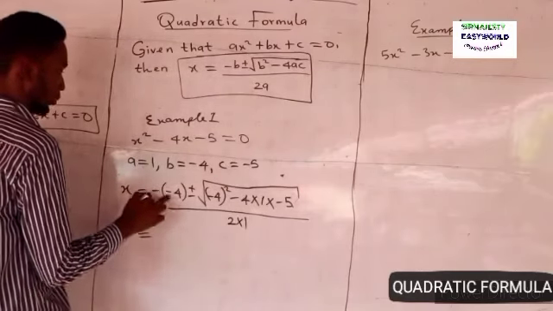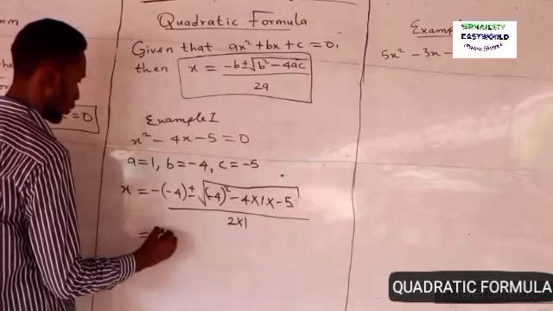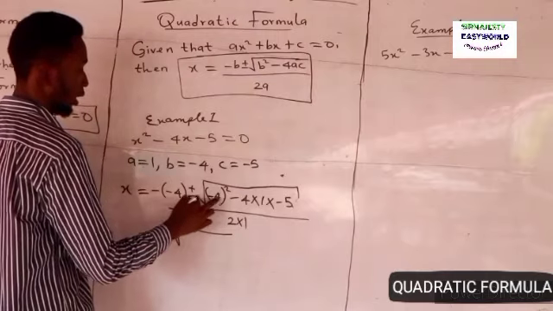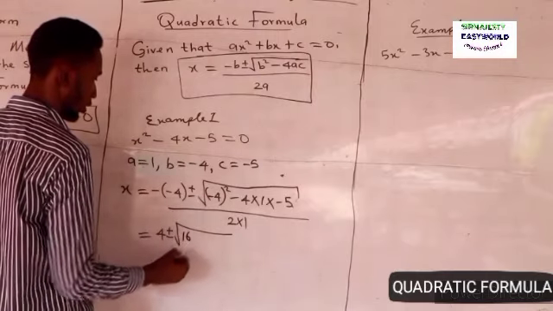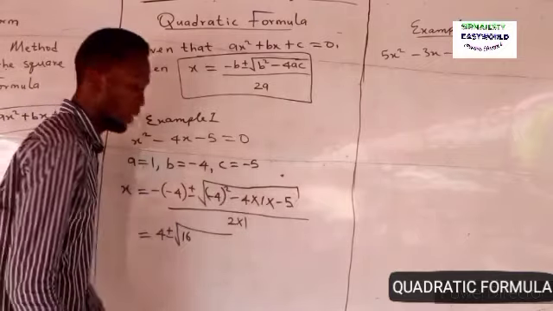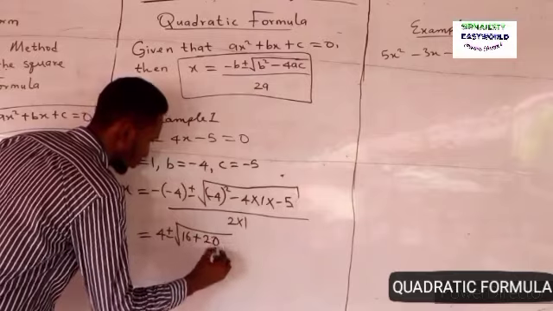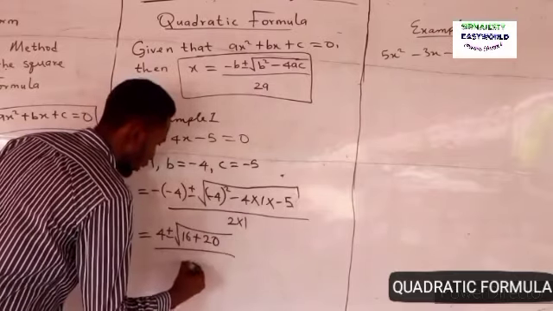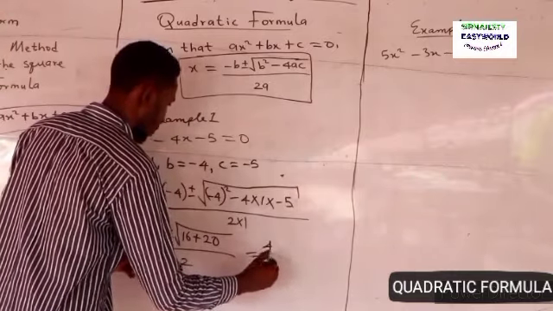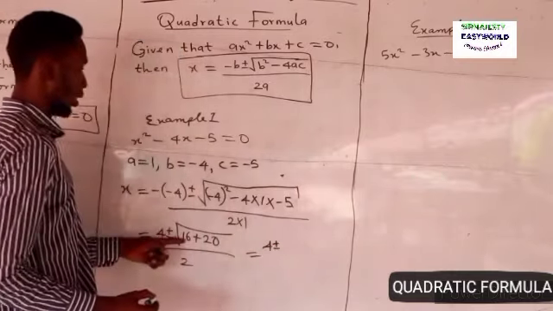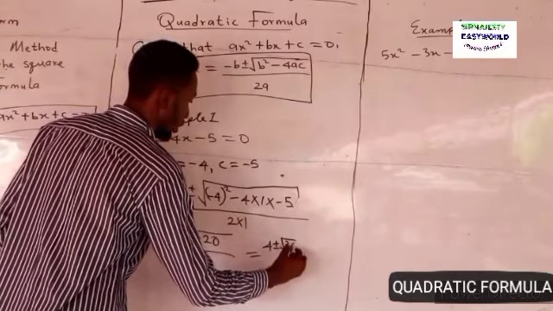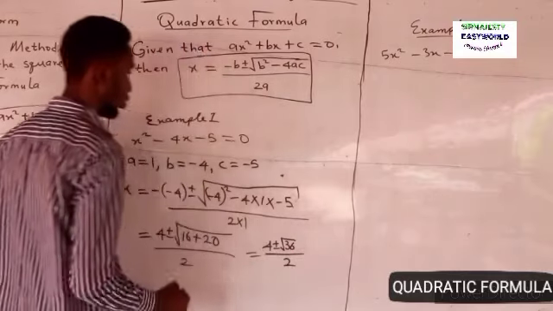Now we simplify. Minus minus 4 is going to give us plus 4, plus or minus the square of minus 4, which is 16. Minus 4 times 1, minus 4. Minus 4 times minus 5, plus 20. All over 2 times 1, which is 2. So this is going to give us 4 plus or minus 16 plus 20, which is 36. So here we are going to have the square root of 36 all over 2.